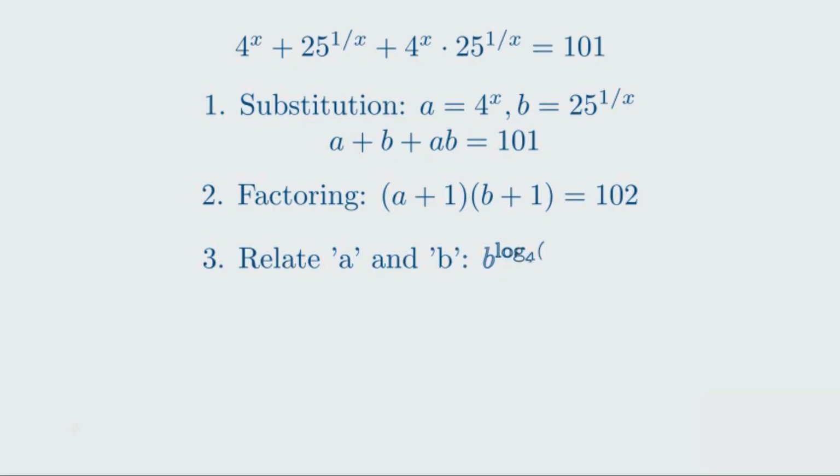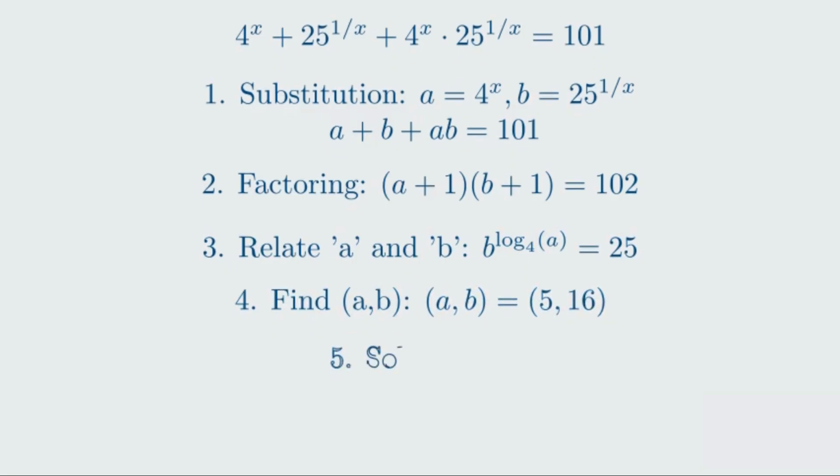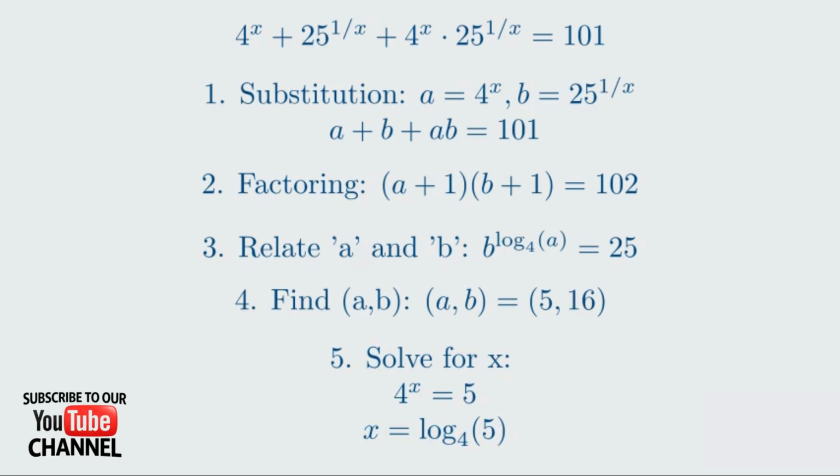This constraint is b to the power of log base 4 of a equals 25. Fourth, by testing the pairs of factors of 102, we found that only the pair a, b = 5, 16 satisfied this unique condition. Finally, we set 4^x equal to 5 and solved for x using logarithms. This demonstrates a powerful problem-solving strategy. Transform the problem into a simpler form, find all the constraints, and use logic to deduce the solution.